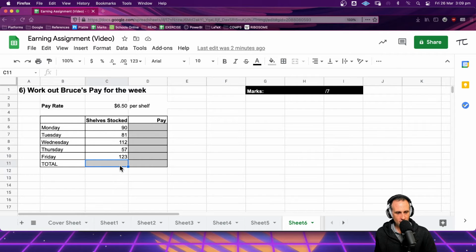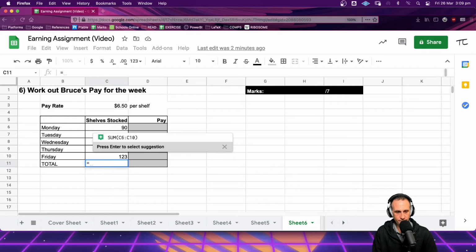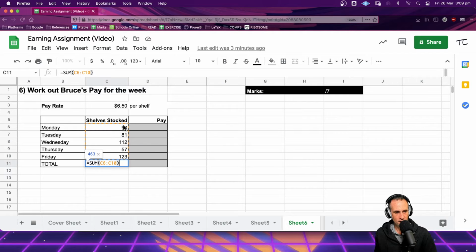Okay, now that you're back, I'm hoping you're thinking, well, it's definitely equals because it's a formula. And in fact, it looks like it's the sum from whatever's in C6 to whatever's in C10. So I'm going to click enter there. And Bruce has been working really hard, evidently, because he stocked 463 shelves that week. Okay, great. Now we want to work out, well, how much did he get paid for that?